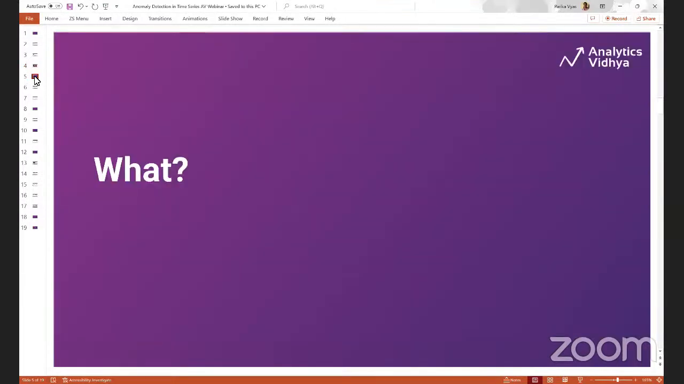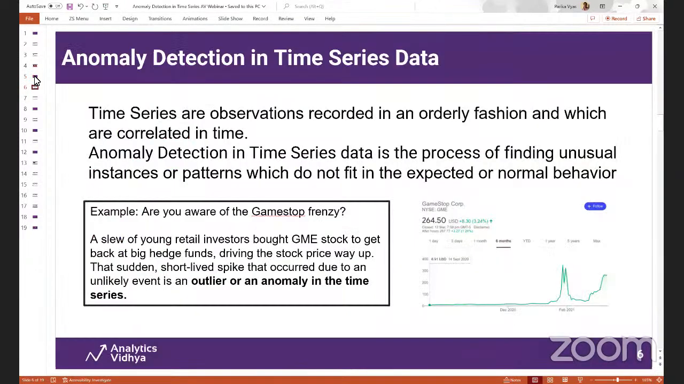So moving forward, this is very intuitive for us, right? But for machines, we really need to go into first, what is anomaly detection, right? And what exactly is anomaly detection in time series data? That was just a picture. So first, let's talk about time series data. We see time series data literally everywhere.